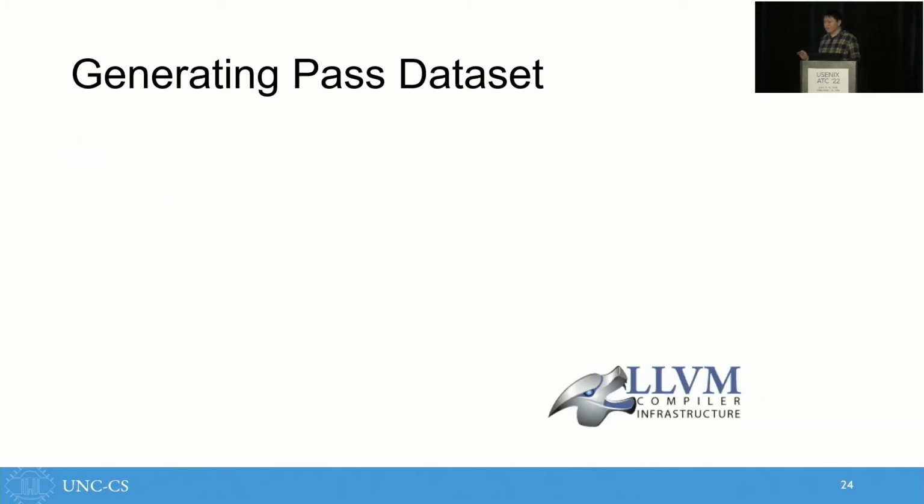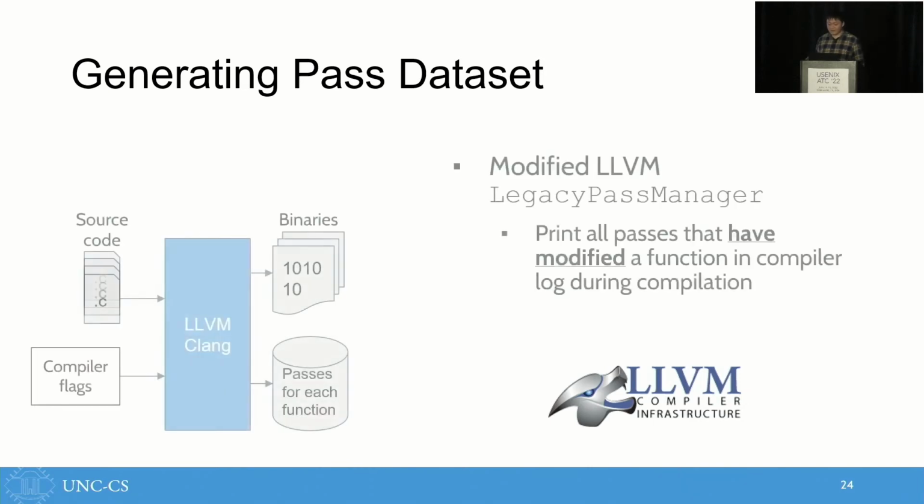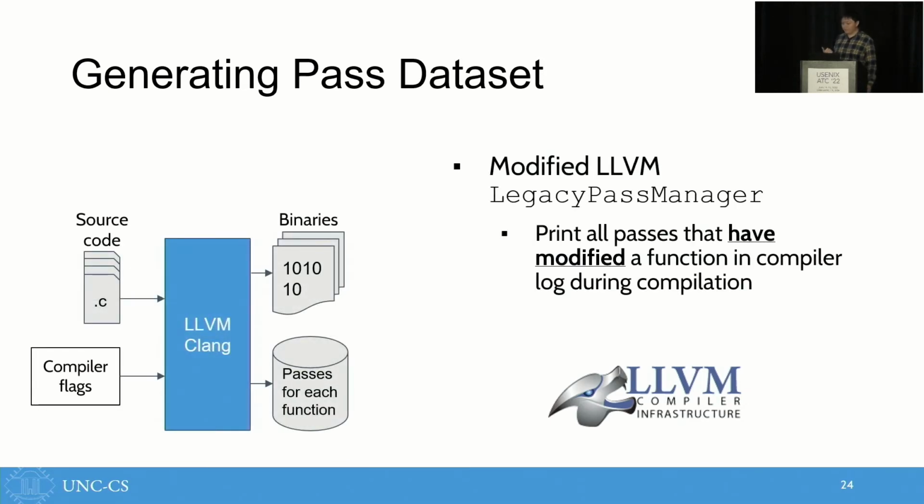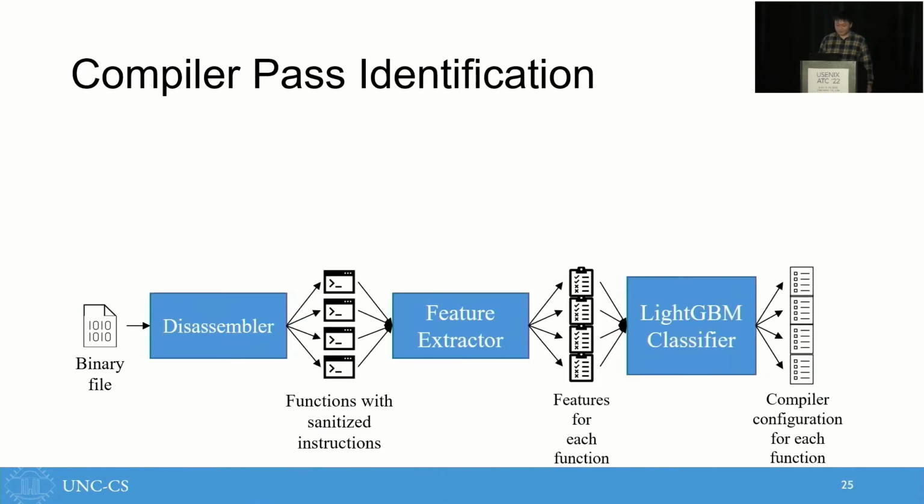But before building our model, we first need to generate the dataset of the compiler passes, because compilers run passes internally, and we couldn't retrieve the pass information at a function level. Therefore, we modified the legacy pass manager of the LLVM compiler infrastructure to generate our ground truth. After generating our dataset, we then modified our existing compiler configuration classifier to classify the fine-grained compiler pass information.